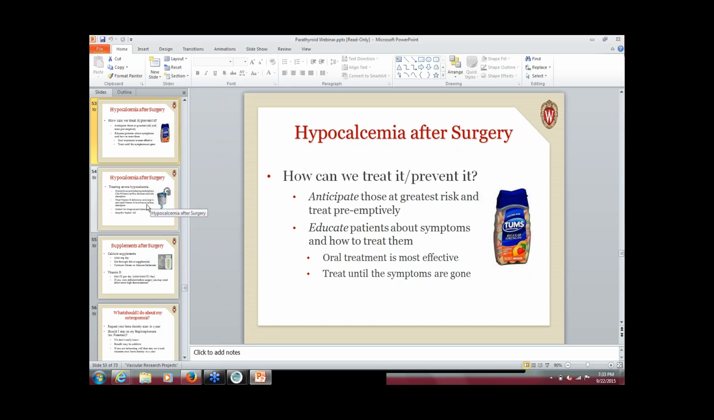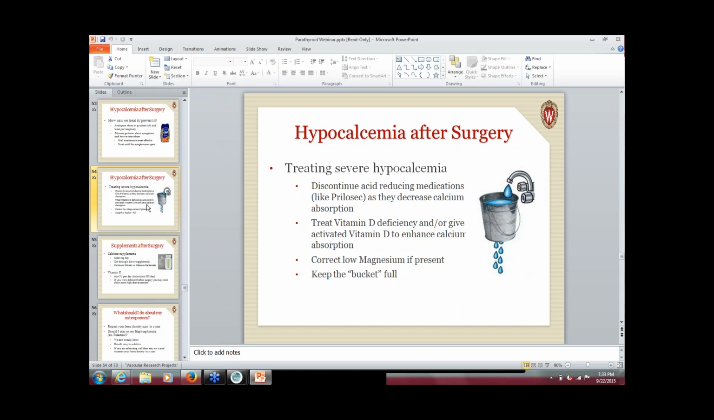So what happens when it gets really bad? Occasionally patients will have really severe hypocalcemia. Thankfully, this is relatively rare after parathyroid surgery, but it can happen. And in this scenario, we think of a couple things. One of the things is we always look at your other medications.